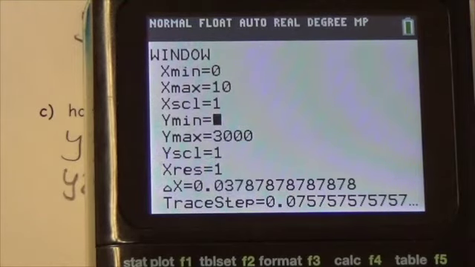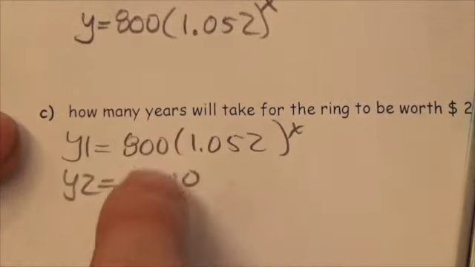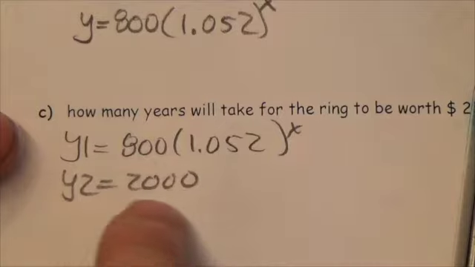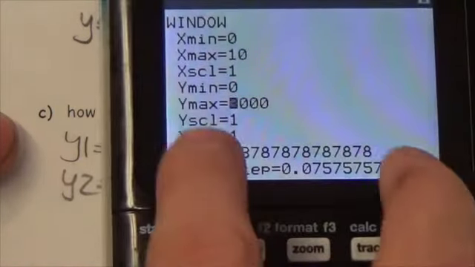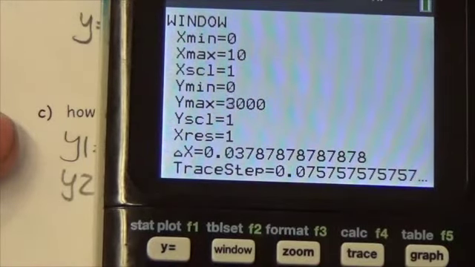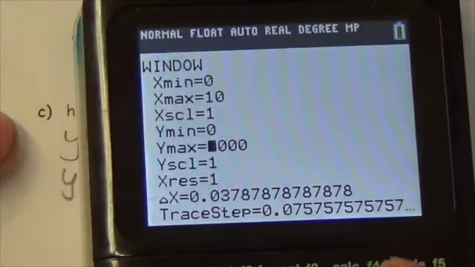Maybe. Now, what should my y max though be? Well, this function here starts at 800 and goes up, and I'm wanting it to get to 2,000 here. So 2,000 is kind of my limit here. So from a previous question I have 3,000. Actually, that's not a bad place to stop. So I'm going to let that sit, graph that.